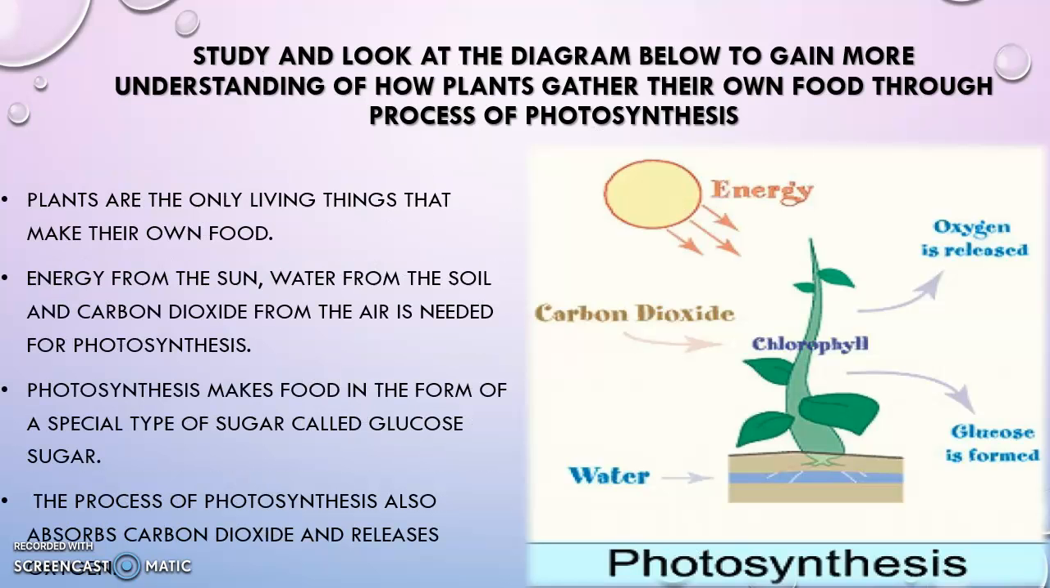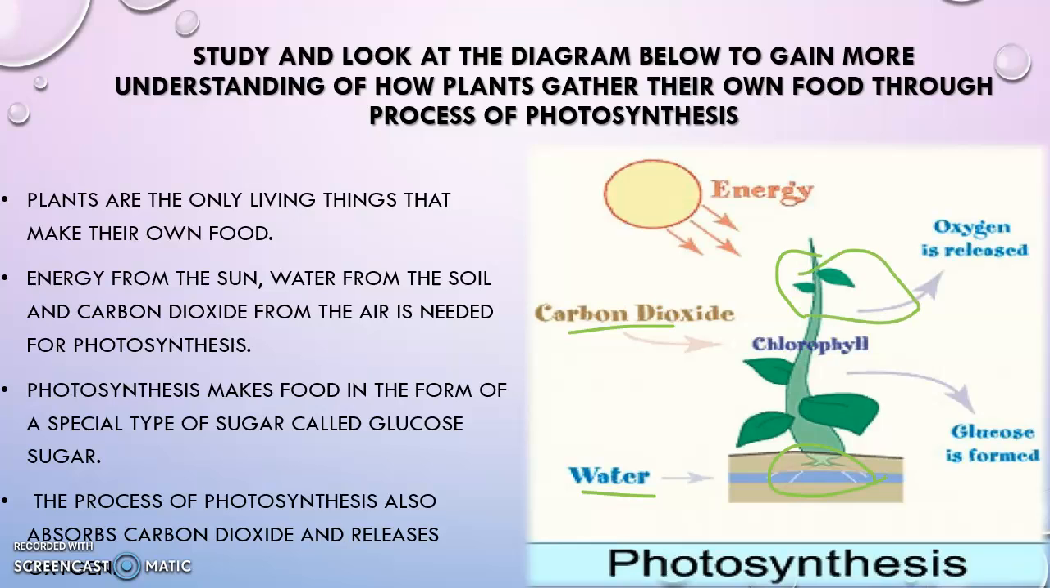Now, could you please look at the diagram represented on the right-hand side? Let's study the diagram below to gain more understanding of how plants gather their own food through the process of photosynthesis. In the diagram, we can see the water absorbed in the roots. Here are your roots. Secondly, we have an illustration of carbon dioxide, also absorbed by the green part of the plant. The drawing is a bit off.